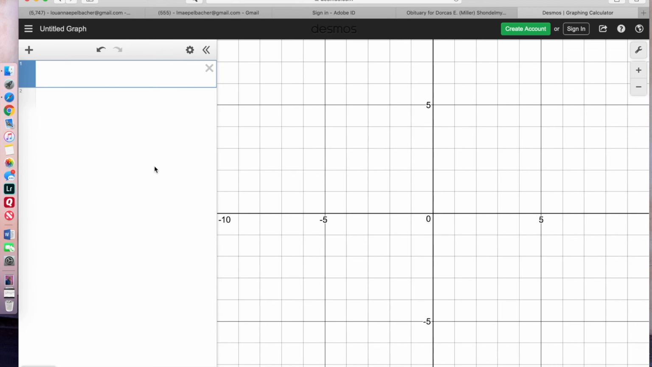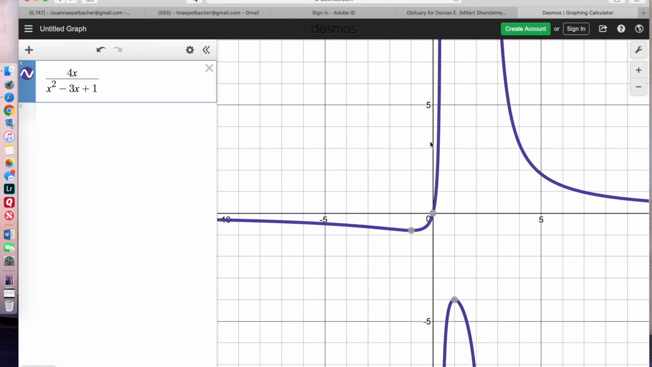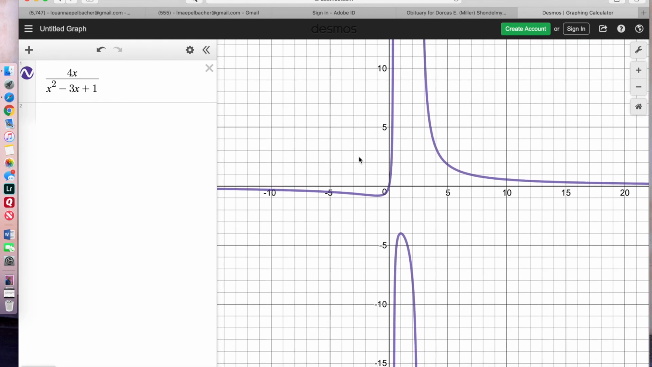So for letter A, you've got 4x in the numerator, and you don't need the parentheses because it's just one term, and then x squared minus 3x plus 1 in the denominator. That is a funky looking graph, isn't it? But remember that this question is only about the x and y intercepts. And because you know here that your horizontal asymptote is 0, right? Because the degree of the denominator is bigger than the degree of the numerator. So your horizontal asymptote is 0 here.